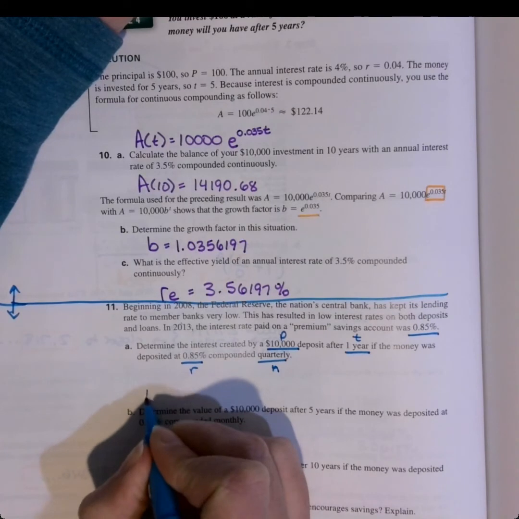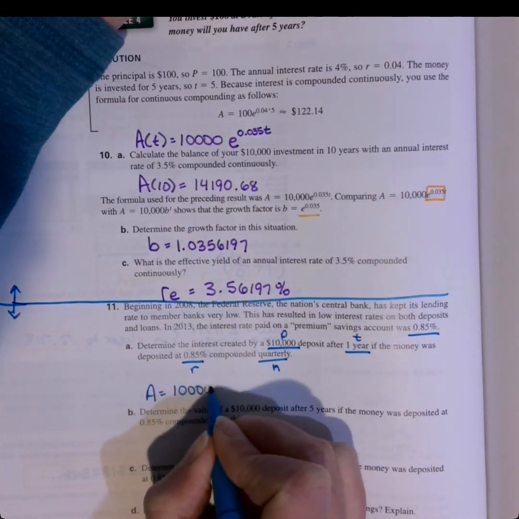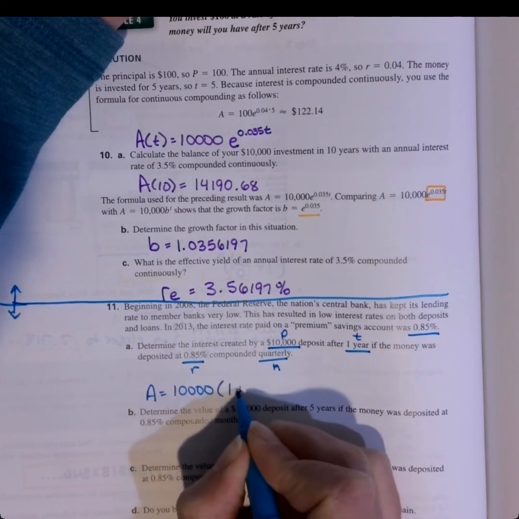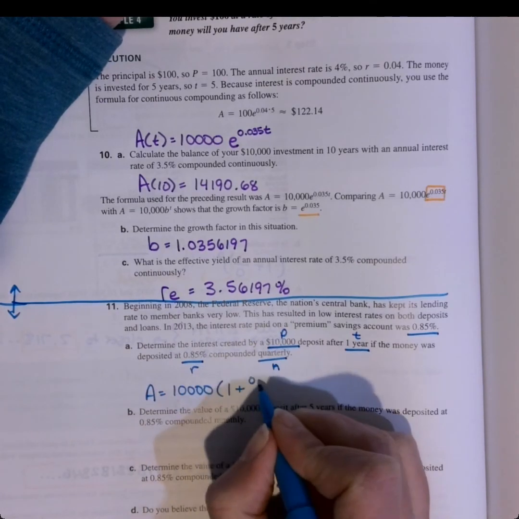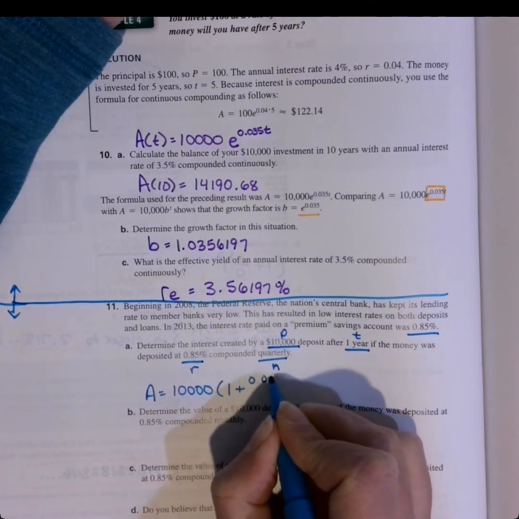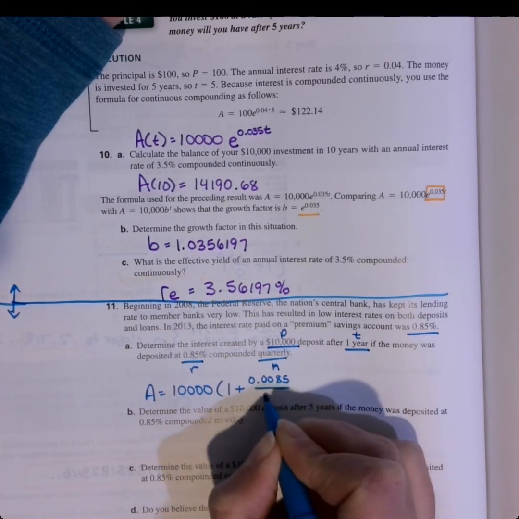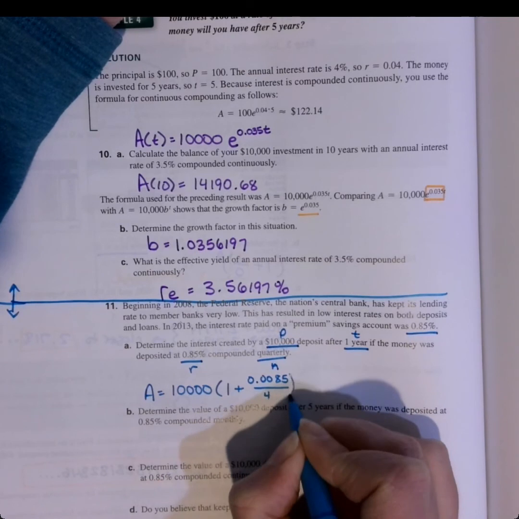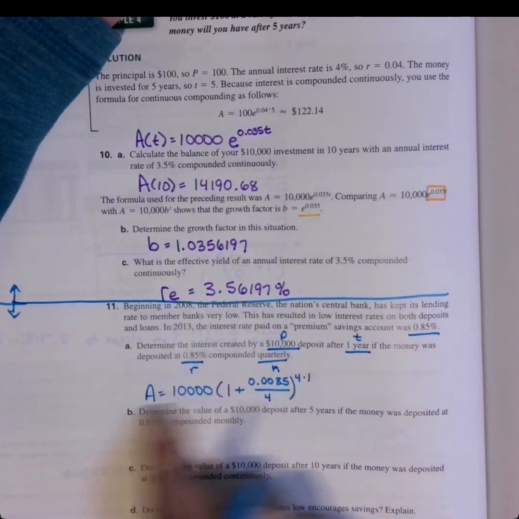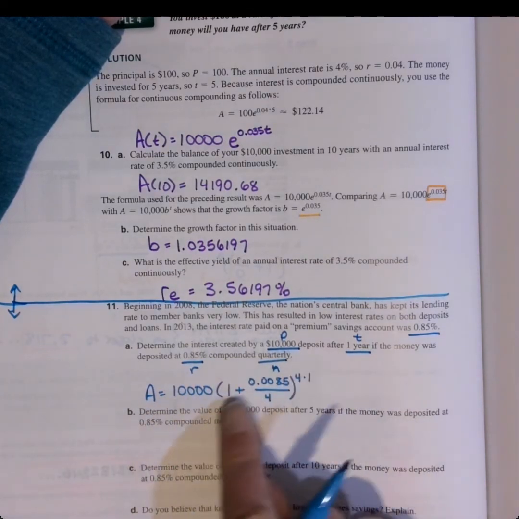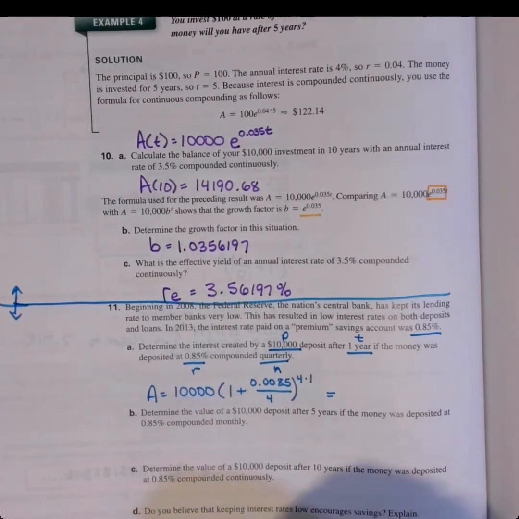So the amount is going to be 10,000 times 1 plus R. This needs to be converted into a decimal, so we're going to move the decimal place 2 spaces, so 0.0085 divided by N, which is 4 for quarterly, to the power 4, again for quarterly, times 1 for 1 year. This is not a function because I don't have any variables in this situation. This is just a number. I need to simplify this number to figure out the amount that I have in the account.